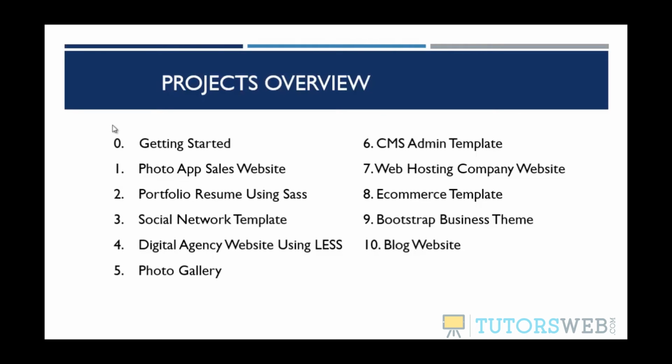Chapter 4 will be creating a digital agency website, and we'll be using Less, which is another preprocessor very similar to Sass. Chapter 5 will be a photo gallery. Chapter 6 will be a content management system admin template. If you've used WordPress or Joomla or Drupal, they all have admin side templates, and we'll be creating a pretty simple one. Chapter 7 will be a website for a web hosting company. We'll have pricing tables, things like that.